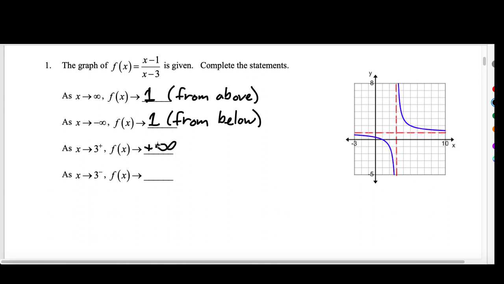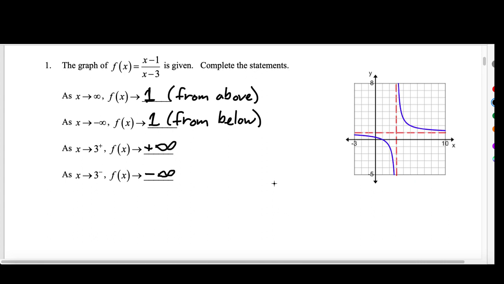infinity, okay? And as x approaches the vertical asymptote from the left, what we see is that the graph just keeps going down and down. It keeps decreasing without bound, right? So as x approaches 3, the minus sign means from the left. The function approaches, we would say, negative infinity. Okay? So asymptotic behavior is a very key aspect of the graph of rational functions.